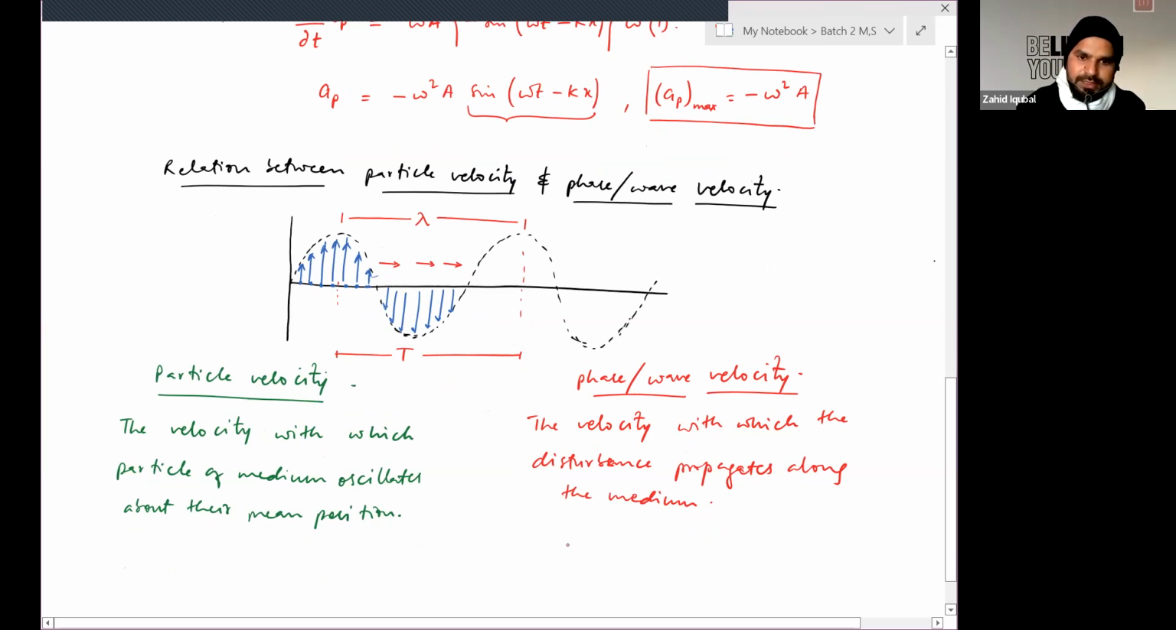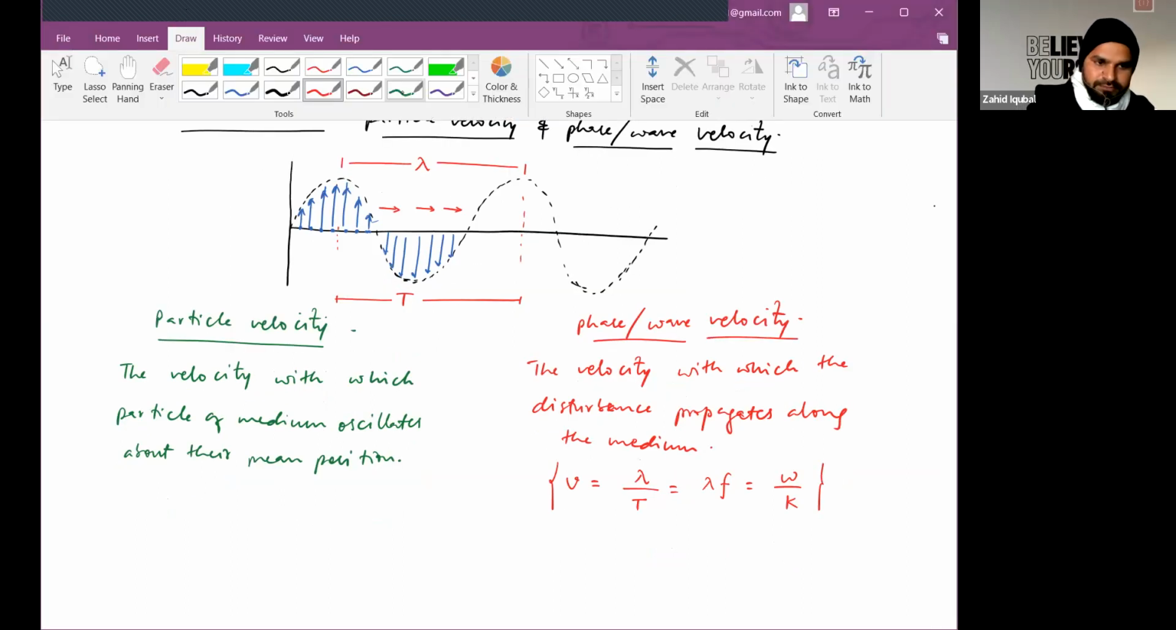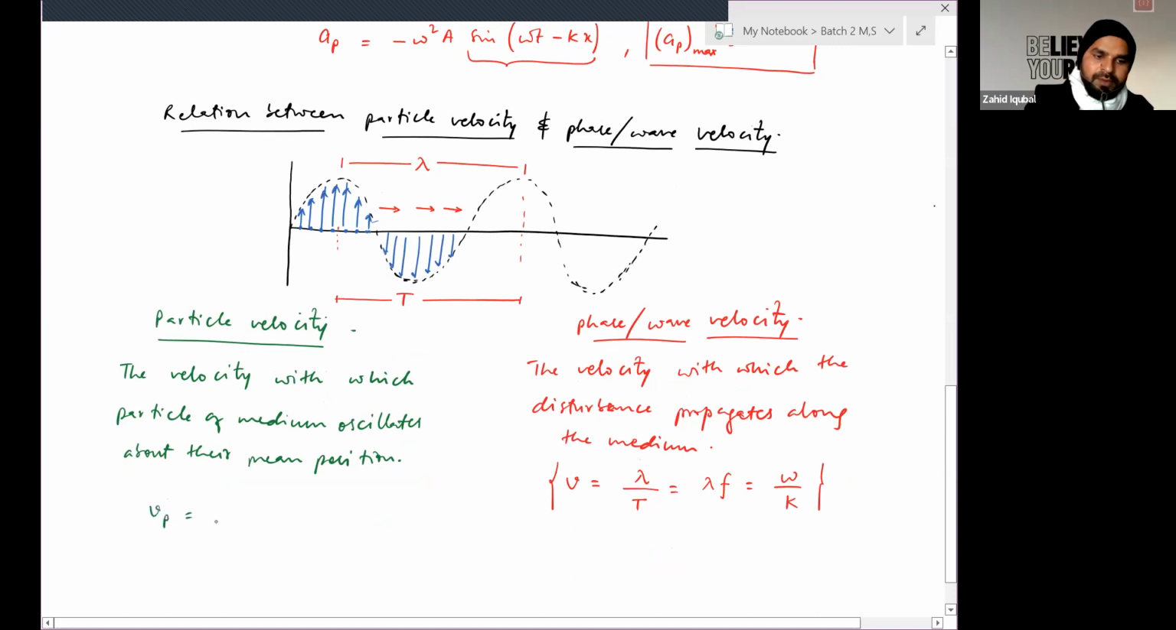Suppose you have to calculate its value. Velocity equals distance by time. The distance we have is lambda and the time taken is the time period T. 1 by T is also called frequency, so it will be lambda into f, and it may further equal omega by k. For particle velocity, it is nothing but omega times a cos of omega t minus kx.